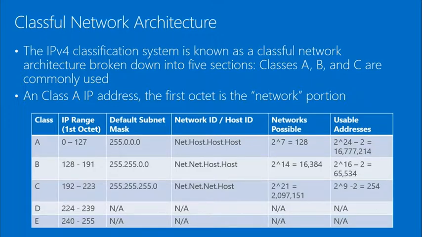We talk about networks possible and then usable addresses. Notice for usable addresses, it's the number, the bit number minus 2. Why? Well, all zeros is the unicast address. All ones is the multicast address. Is that correct, Christopher?